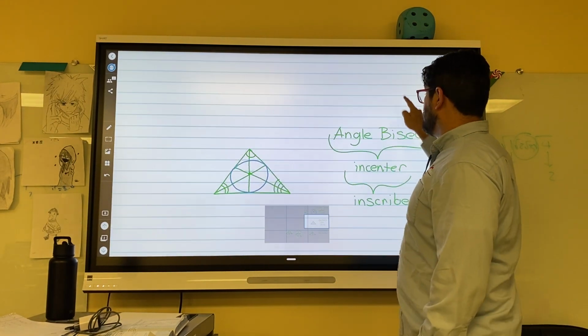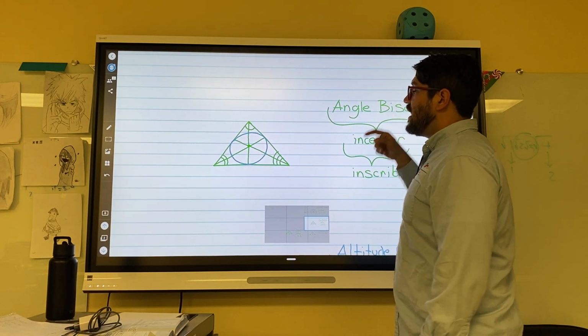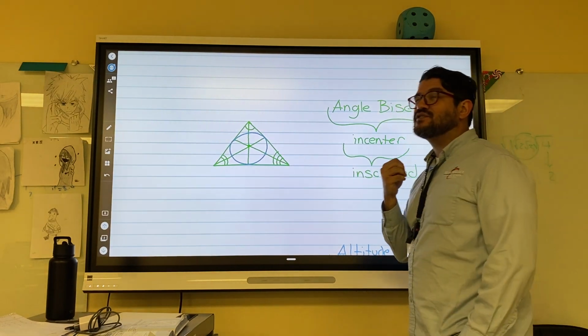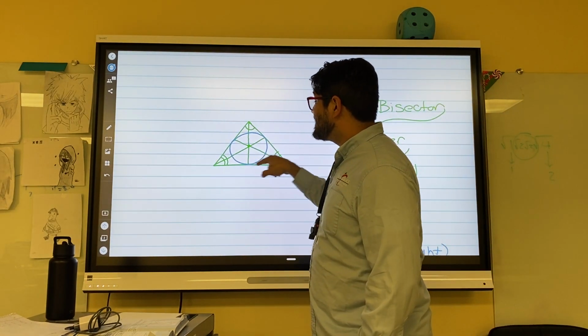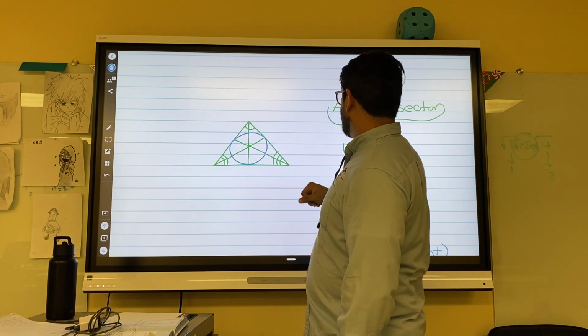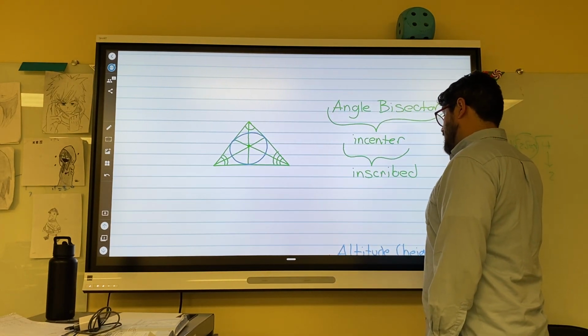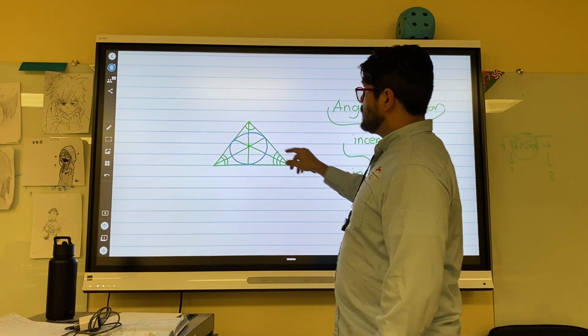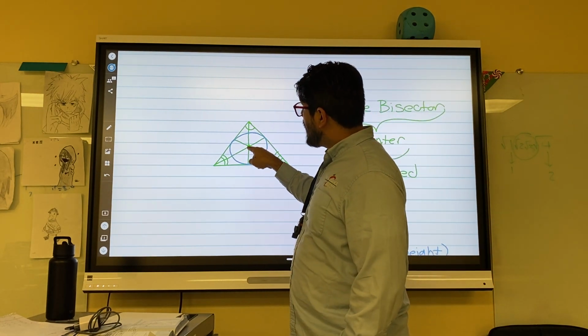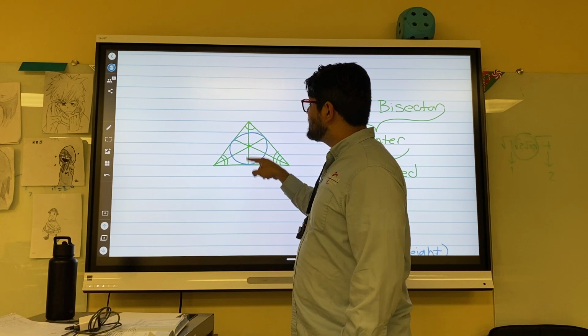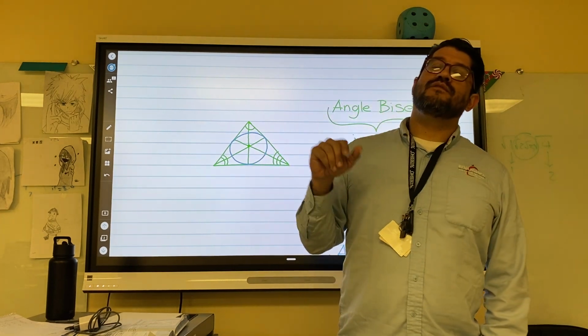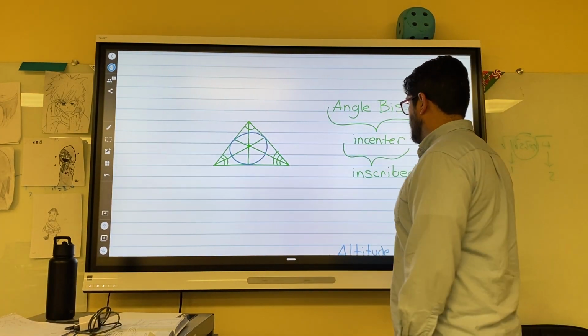The next one is angle bisectors. So angle bisectors find the center of the circle inside of the triangle, okay? The incenter, because this is an inscribed circle. So the incenter means that point is equidistant from all of the sides of the triangle, okay?